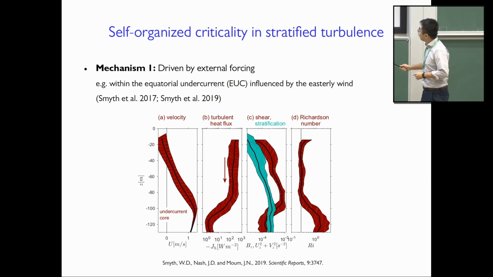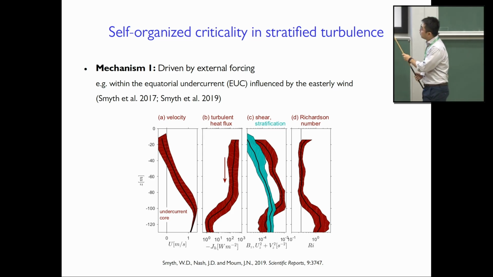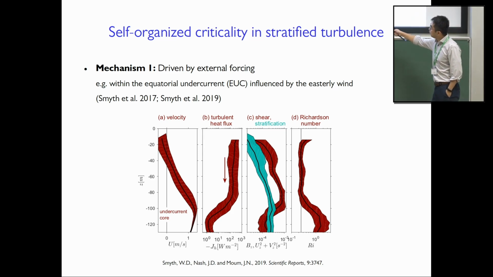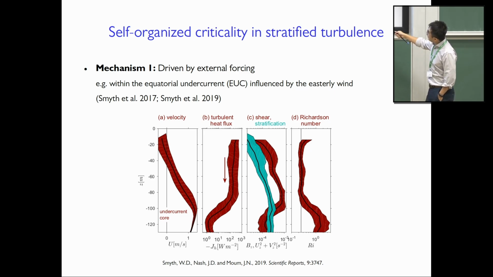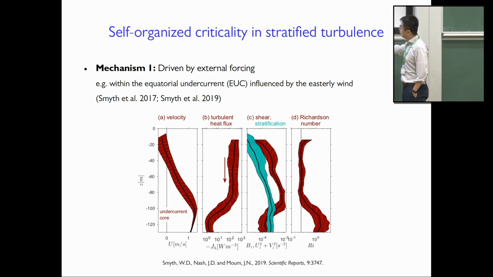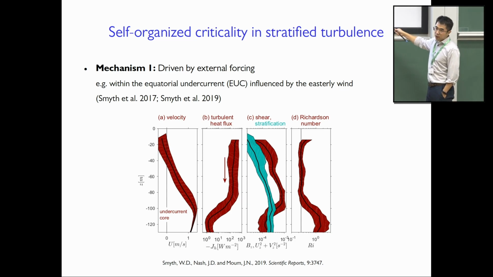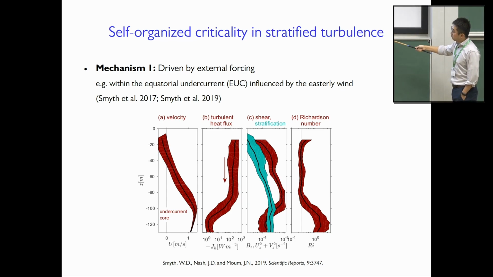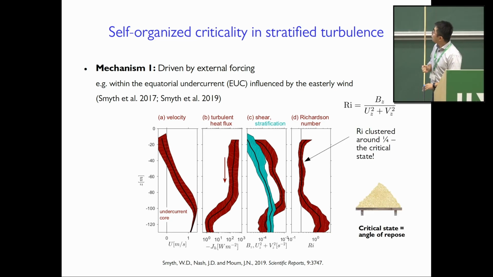You're looking at four panels of, again, ocean measurements here. Panel A, the first one, is the mean velocity profile over 120 meters. The second one is the heat flux. The third one is the most interesting one. The red is the mean shear, so it's taking some average of the vertical shear of horizontal velocities, this quantity right here. And you're looking at the stratification profile, the vertical gradient of mean buoyancy.